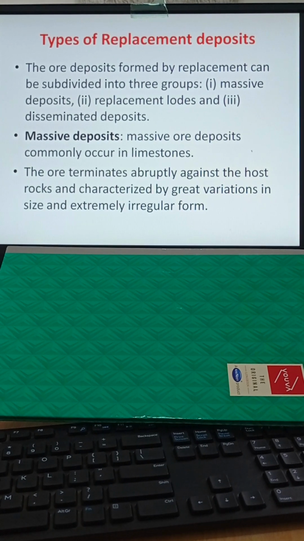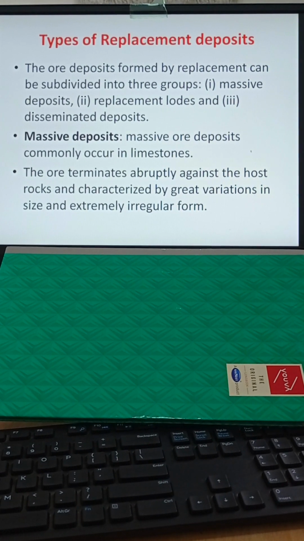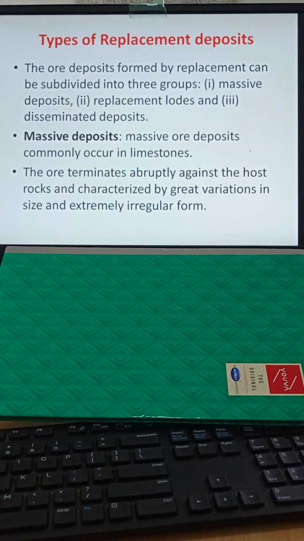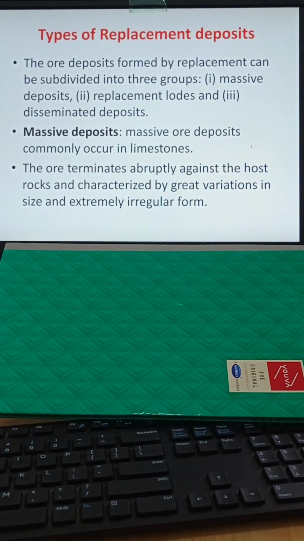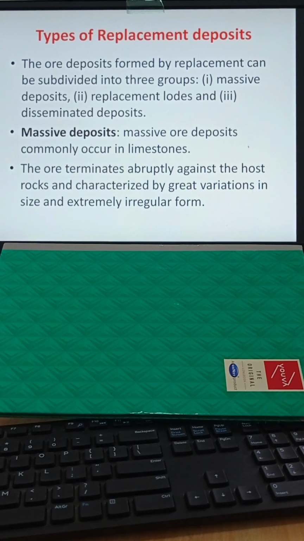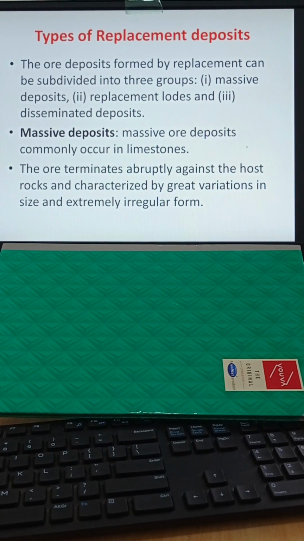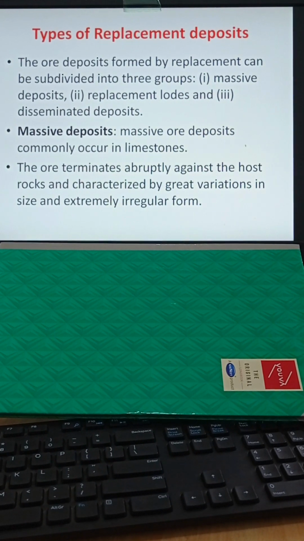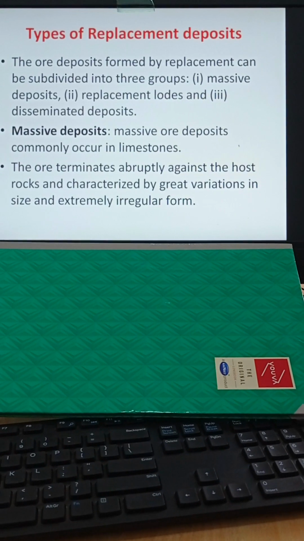Massive deposits are the ore deposits which commonly occur in limestone. The ore terminates abruptly against the host rock and is characterized by great variation in size and extremely irregular form.